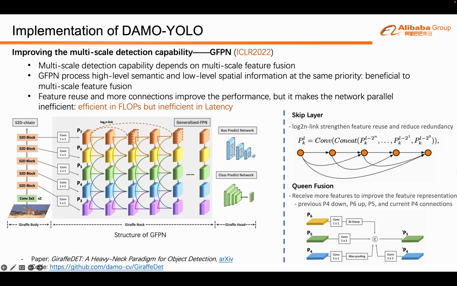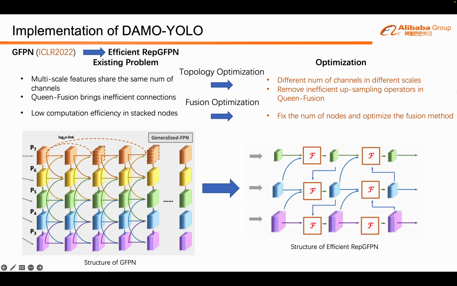Although the feature reuse and unique connection design bring performance improvement of models, they increase the inference latency due to the slow align operators for features of different resolutions and the serial structure during feature fusion. So it's hard to satisfy the real-time demand in practice. Therefore, GFPN is efficient in FLOPs but inefficient in latency. To use GFPN to improve the multi-scale detection capability, we further analyze and optimize it.